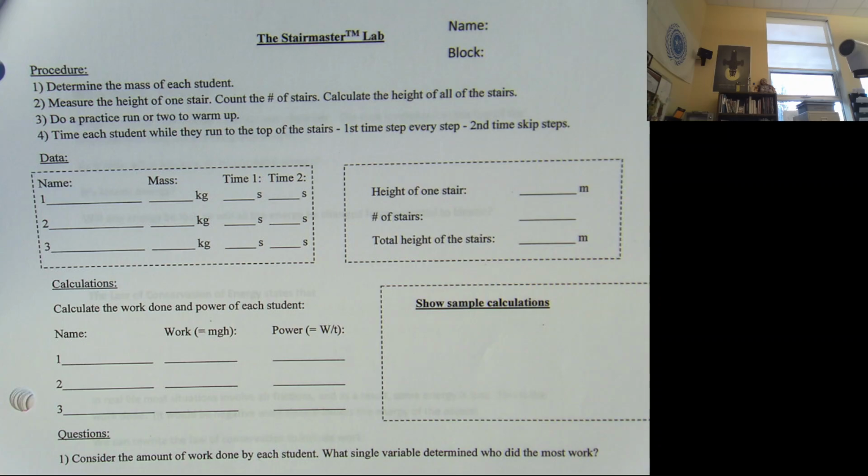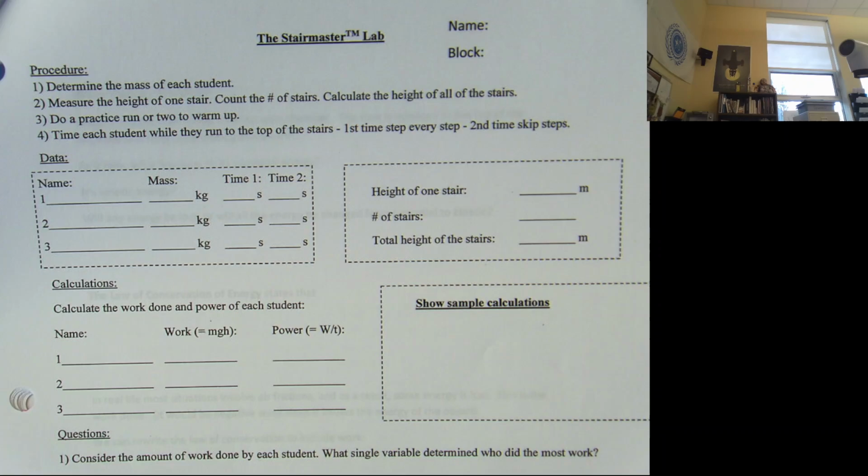You need to measure the height of one stair. Figure out how many stairs you have, because that'll give you the total height that you climb. After you've got your time trials, calculate the work done and the power of each student for both time trials. And then you've got some questions on that. You're going to start with that. Find each other's horsepower and overall power with watts. That's what we're going to do. You're going to start there. And then I've got some questions on it.